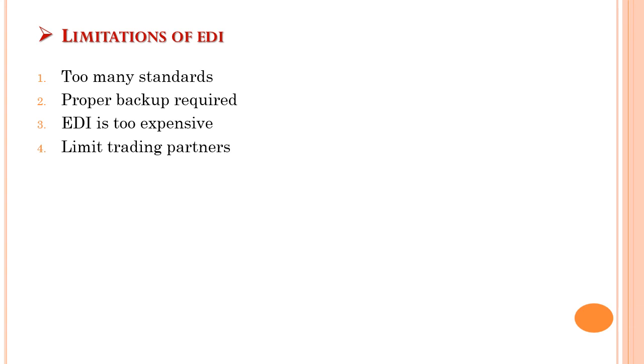Fourth limitation is limited trading partners. Students, some large companies tend to stop doing business with companies who don't comply with EDI. For example, Walmart is only doing business with other companies that use EDI. The result of this is a limited group of people you can do business with. Okay, so these are the limitations of EDI.